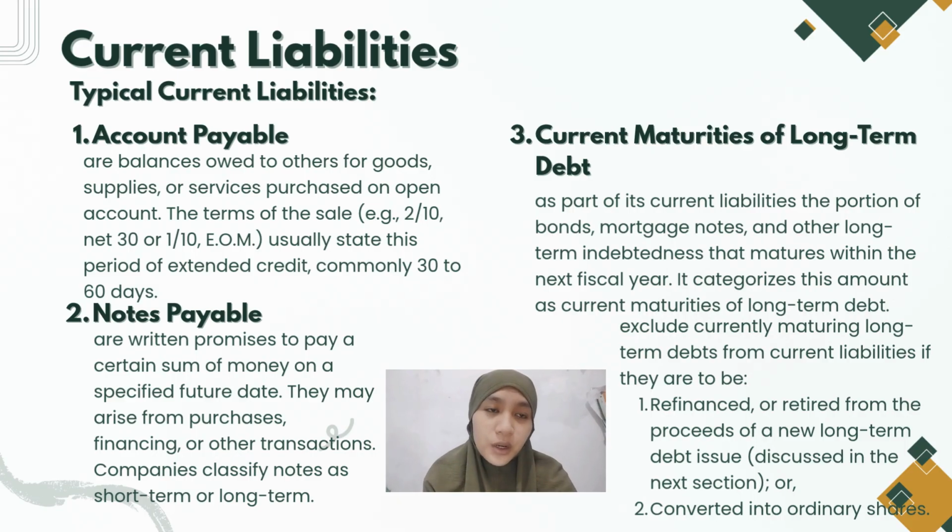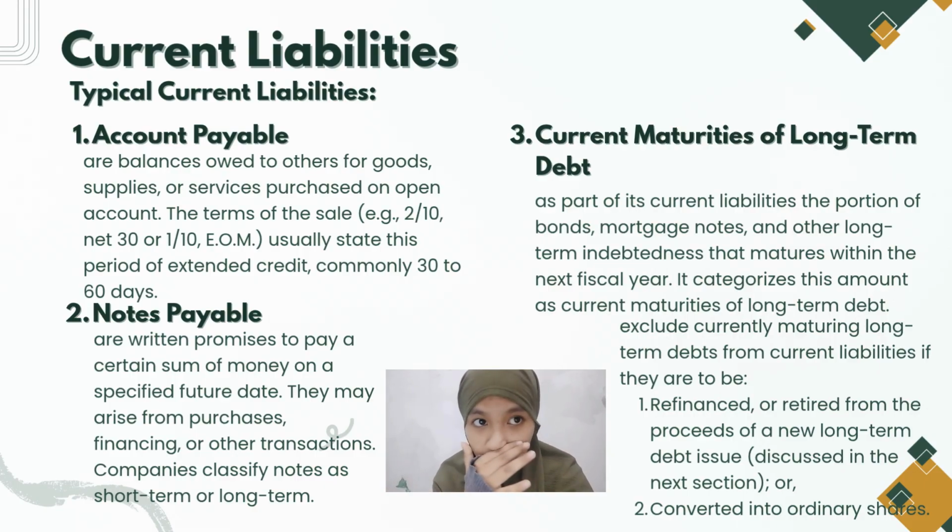Now we're going to talk about typical current liabilities. The first one is accounts payable, a balance owed to others for goods, supplies, or services purchased on account. The terms of the sale are 2/10, net 30 or 1/10 EOM. Usually they state this period of extended credit, commonly 30 to 60 days.